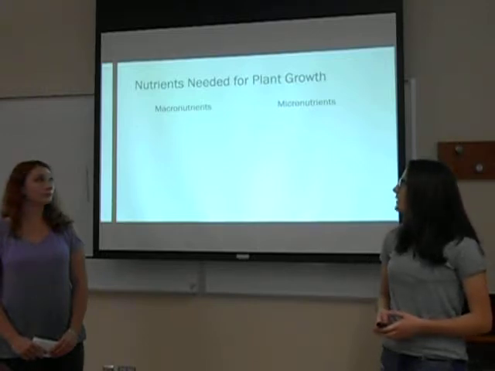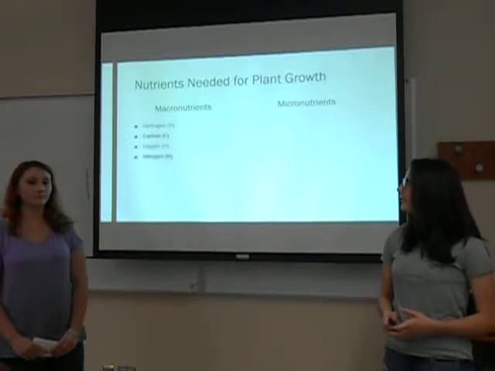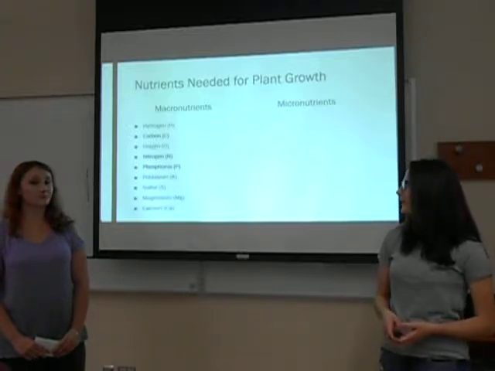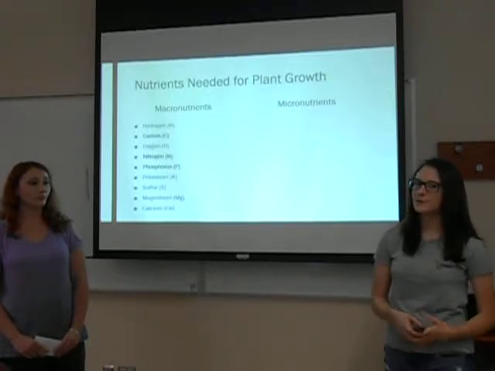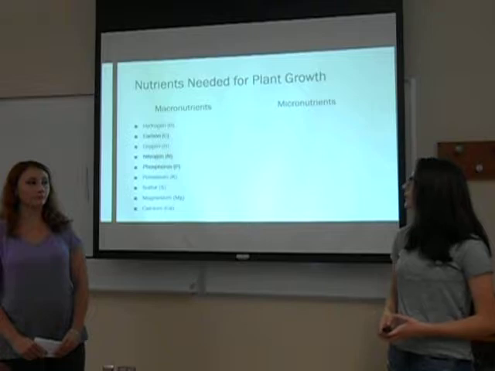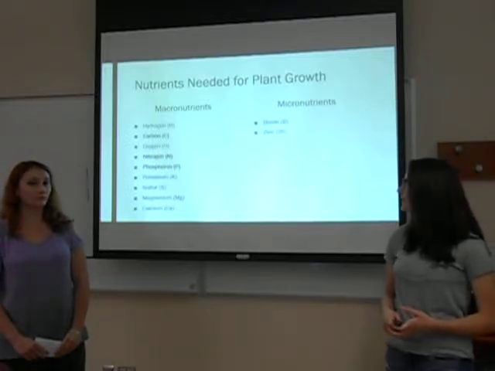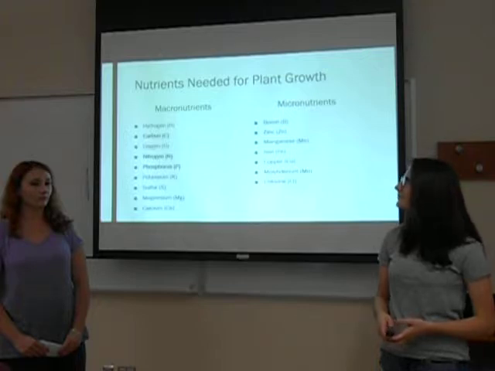So the macronutrients are hydrogen, carbon, oxygen, nitrogen, phosphorus, potassium, sulfur, magnesium, and calcium. There are three bolded. They're kind of hard to see right now, but it's carbon, nitrogen, and phosphorus, and those are the ones that we would like to test. The micronutrients are boron, zinc, manganese, iron, copper, molybdenum, and chlorine.